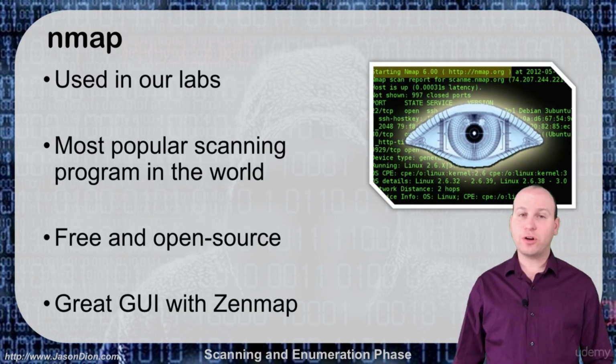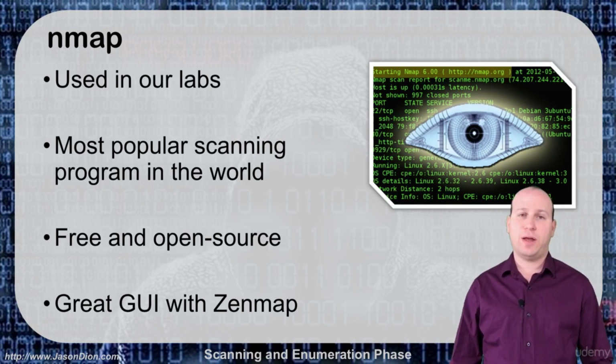So what are we going to use in our class? Well, we're going to use ZenMap. And ZenMap is a graphical front end for the Nmap scanning program. Now Nmap is by far the most popular scanning program in the world, and ZenMap lets us harness all that power in an easy to use graphical format. It's a free and open source product. It runs on Windows, it runs on Mac, and it runs on Linux, and it is installed by default in Kali Linux, which is our penetration testing platform.